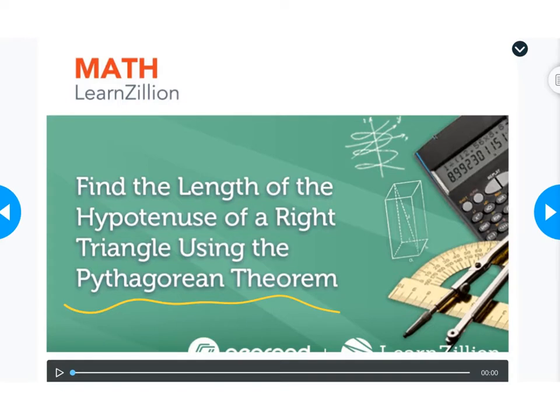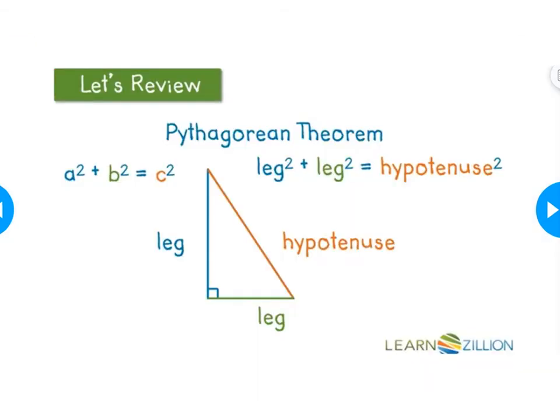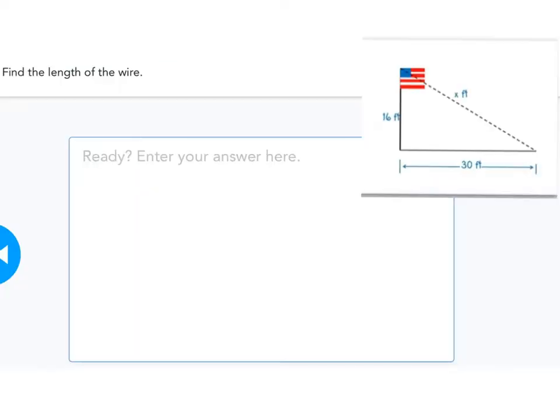You go over how to find the length of the hypotenuse of a right triangle using Pythagorean theorem. And then there's a short video on what Pythagorean theorem is. A squared plus b squared equals c squared. And then it tells you that the legs is what you square. This is your a and b. And then the c is the hypotenuse. Then there'll be practice problems on the Nearpod to try out.